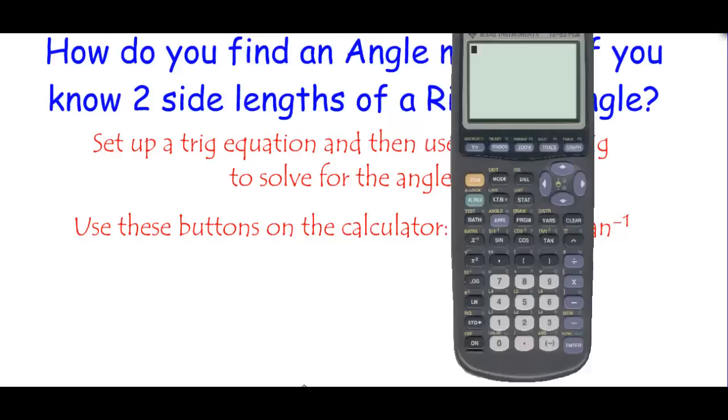To get there, just to show you, we're going to hit the second key, and then we'll hit the sine, cosine, or tangent button. So for example, if I hit second sine, that pops up. That's what we're going to be using today when dealing with our calculator.